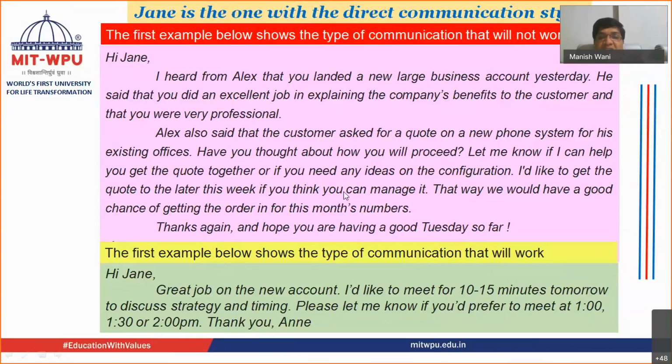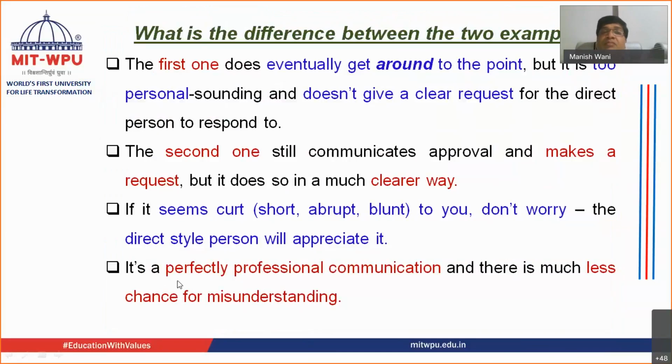So this is a very lengthy kind of communication, okay, where he's talking about personal things also, and he's going round and round about the topic. He's appreciating her, okay, this Annie is appreciating Jane, whereas in the second communication, if you see, it is a very direct kind of communication, right? So what is the difference between these two communications? Let's come to it. The first one goes around the point, it is also personal sounding and it doesn't give any clear request. These are the three things in the first communication.